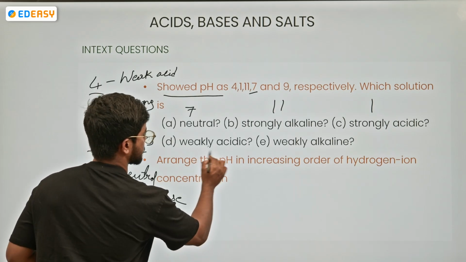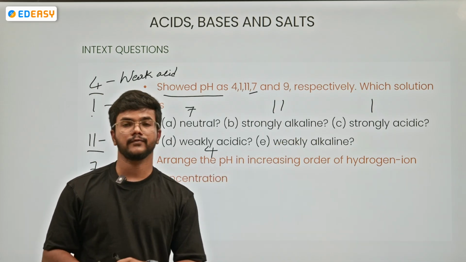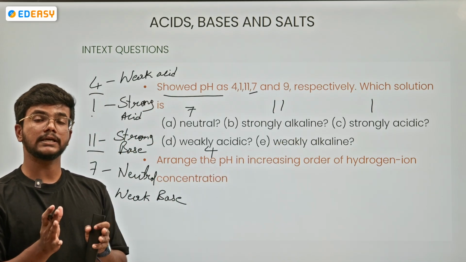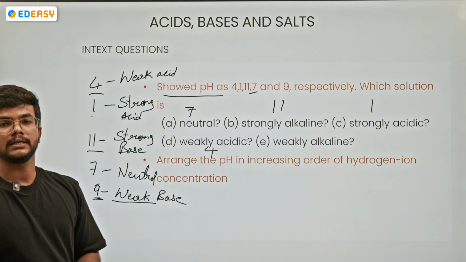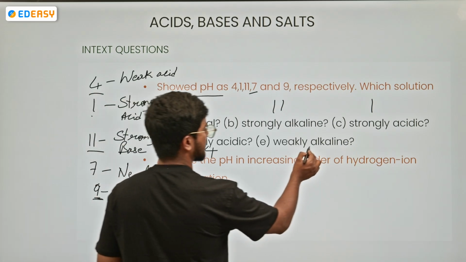And weakly alkaline is the one nearer to the 7 value. Which is nearer to the 7 value is the weak base, 9. So 9 will be the weakly alkaline.